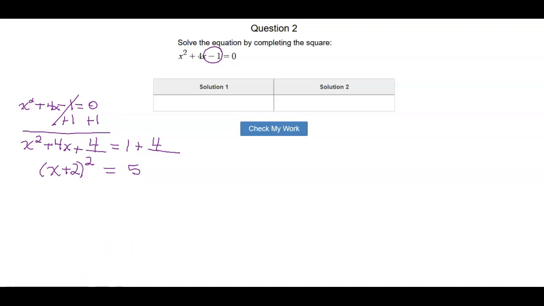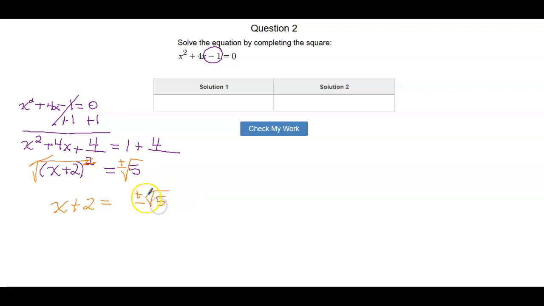So next thing that we want to do is we need to get rid of the squared here. So we want to figure out what x is. So we're going to take the square root on both sides. And when we take the square root, we need to remember to do plus and minus. And so these two are going to eliminate each other. So we have x plus 2 is equal to the positive and negative version of the square root of 5.